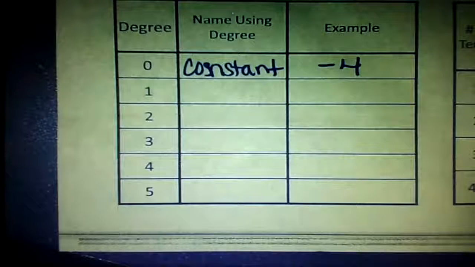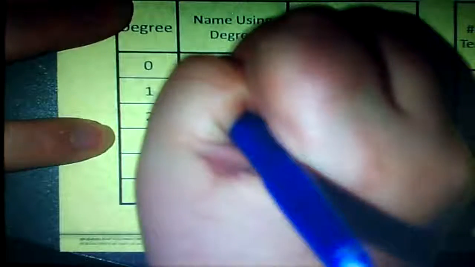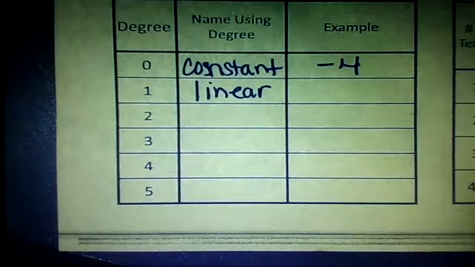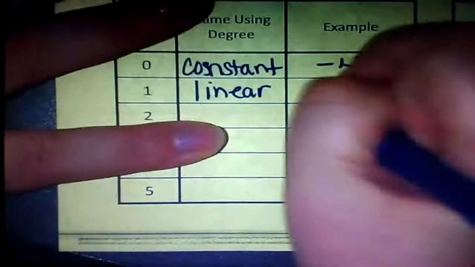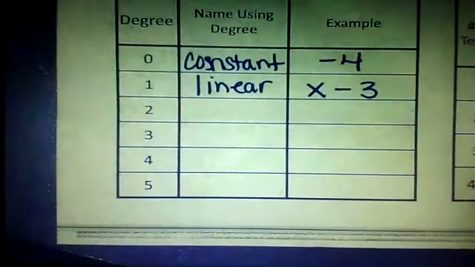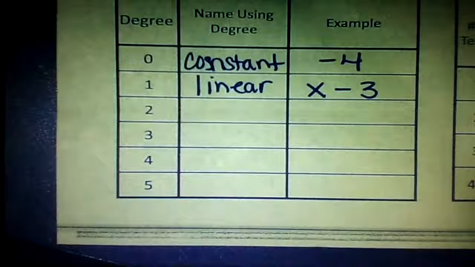Okay, I can have a degree of 1, and this is called a linear. Somebody give me an example. What would it look like if I had a linear polynomial? X raised to the first. So something like x minus 3. That's a linear. It's a linear equation. My degree is with my x, and my degree is 1.